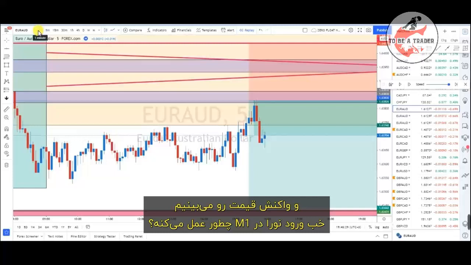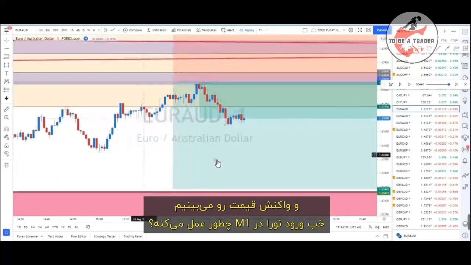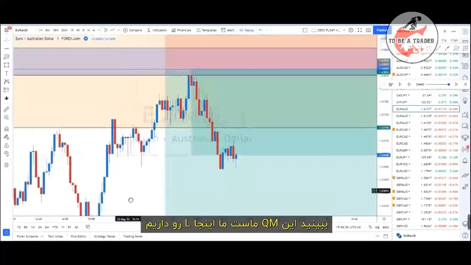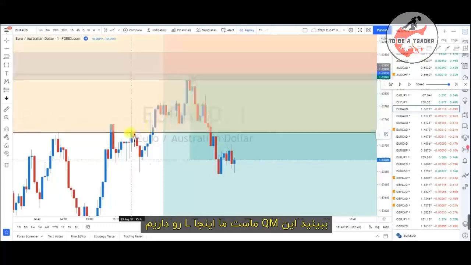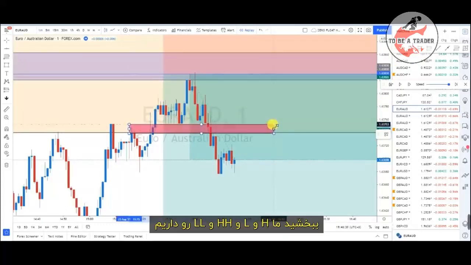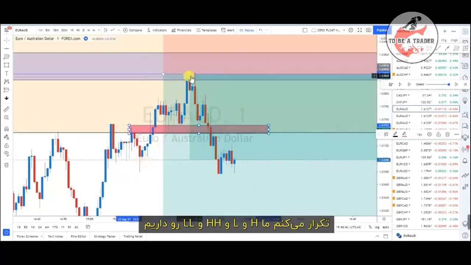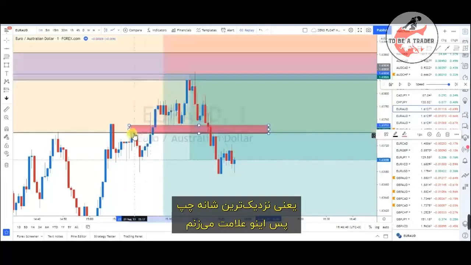Okay, price reacts. So in the M1 Nora entry, how does this work? Like I say, guys, this is our QM. Okay, we have the high, low, higher high. Let me repeat: high, low, higher high, lower low. Why do I not take here? Because price will always come to the current QM, meaning the closest left shoulder.